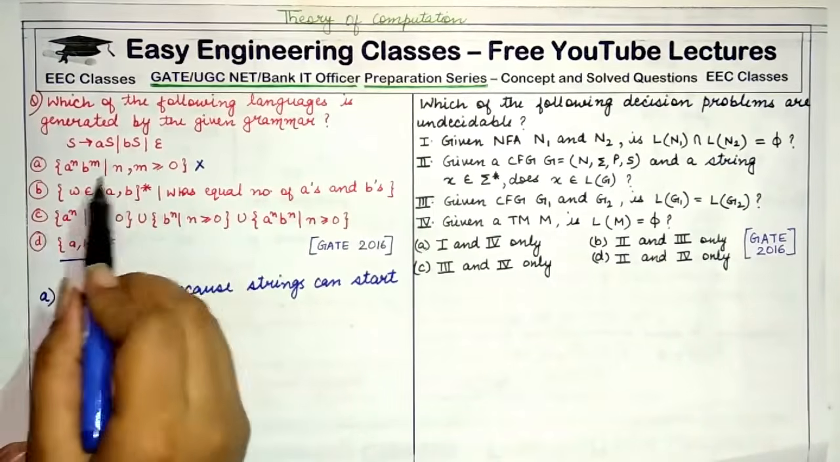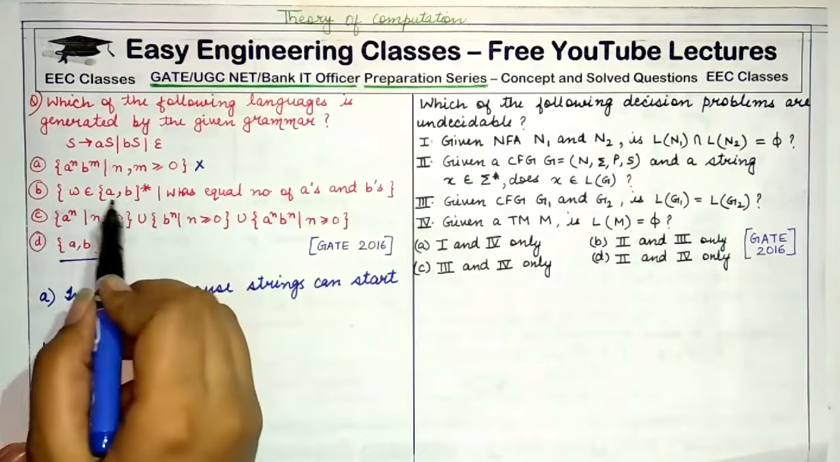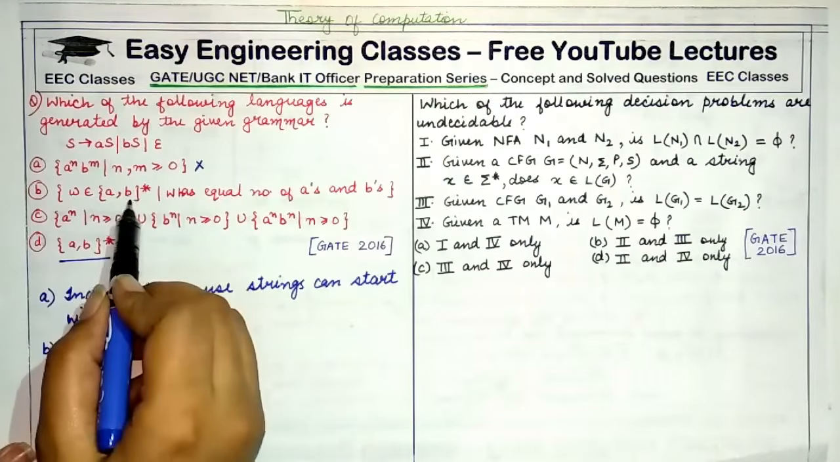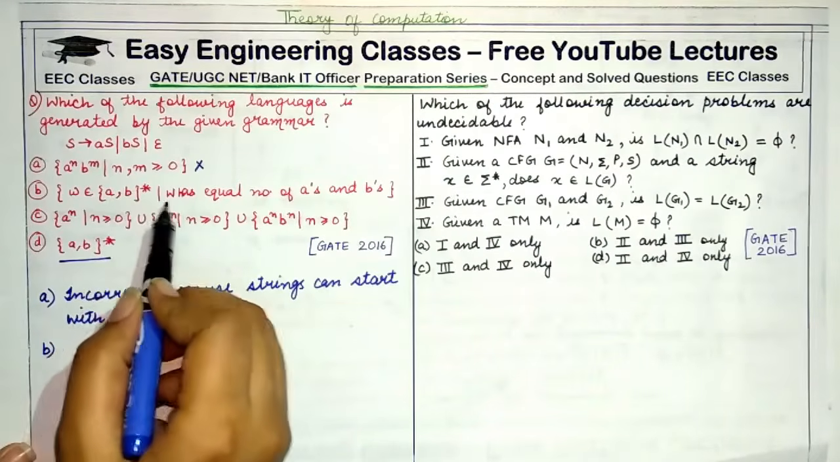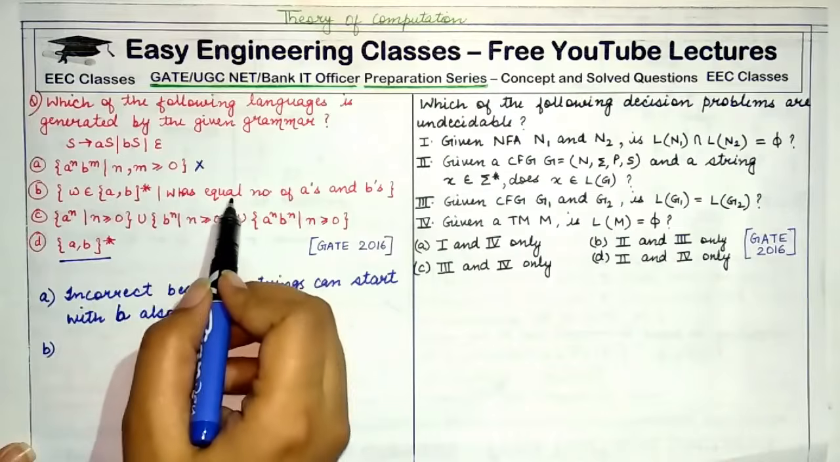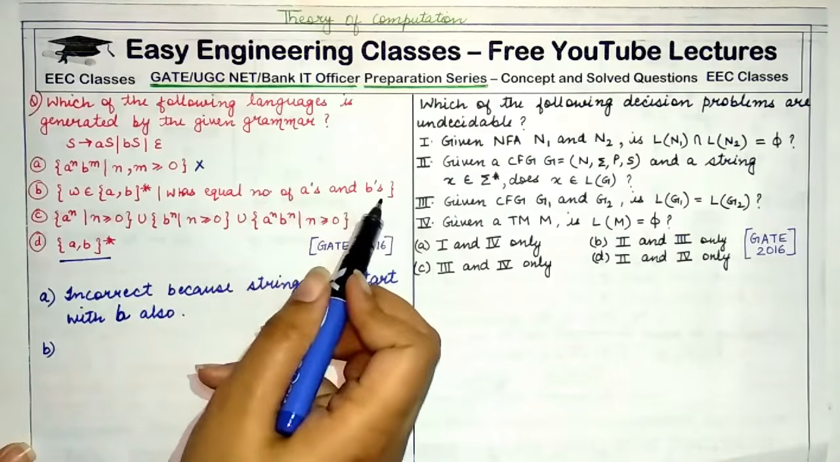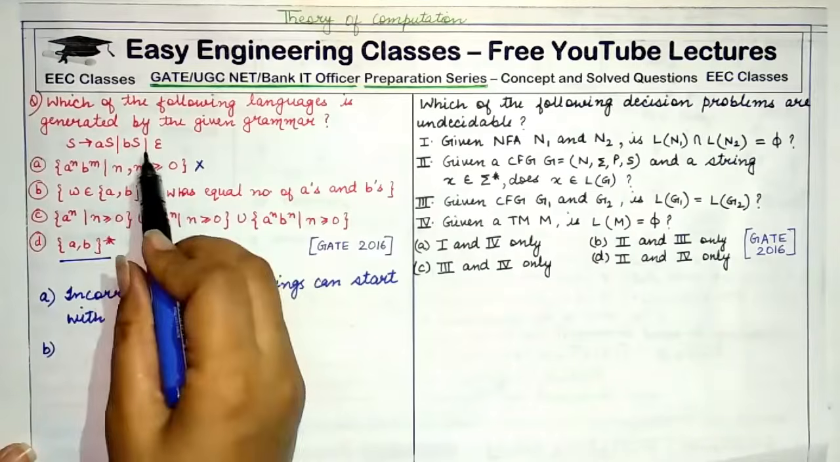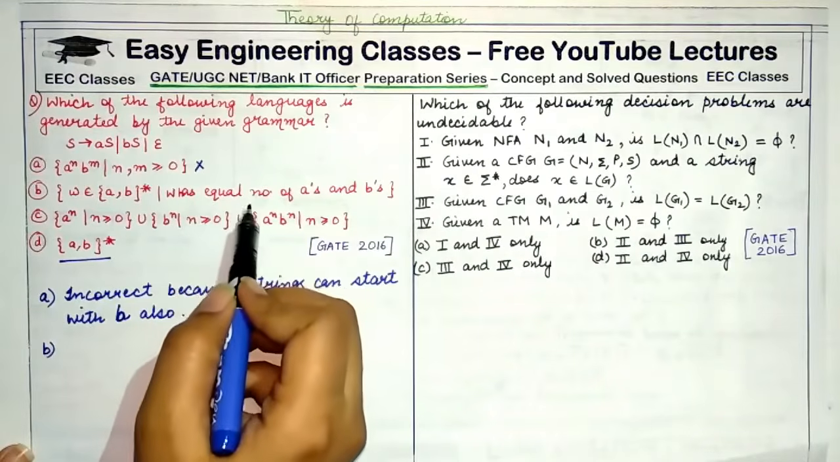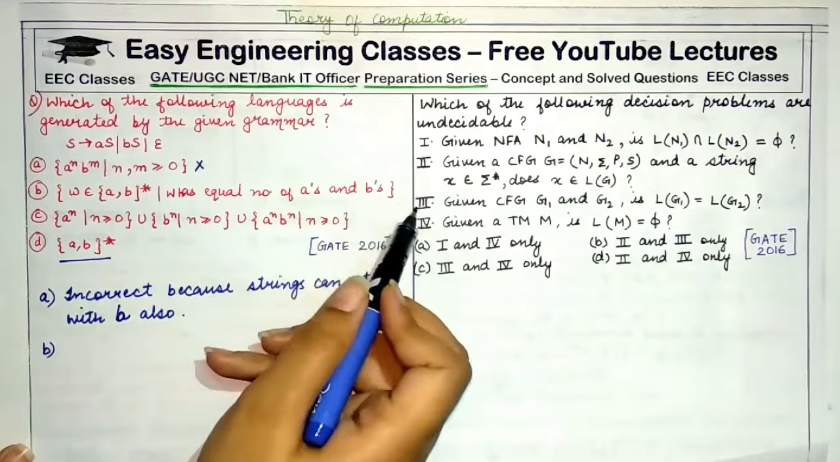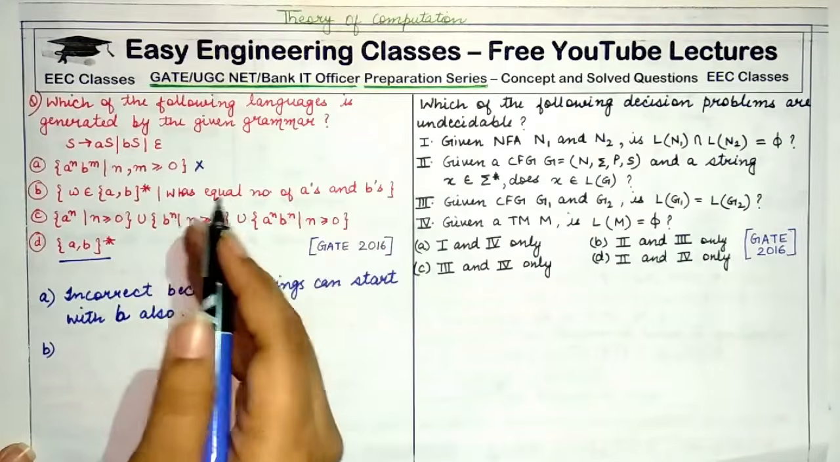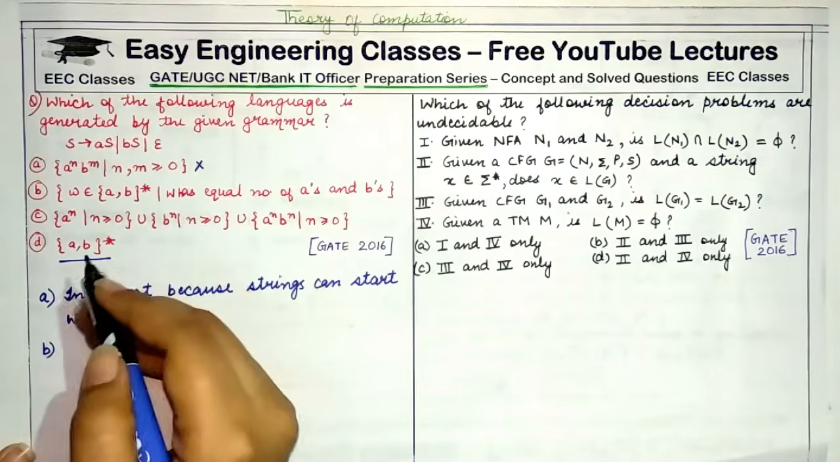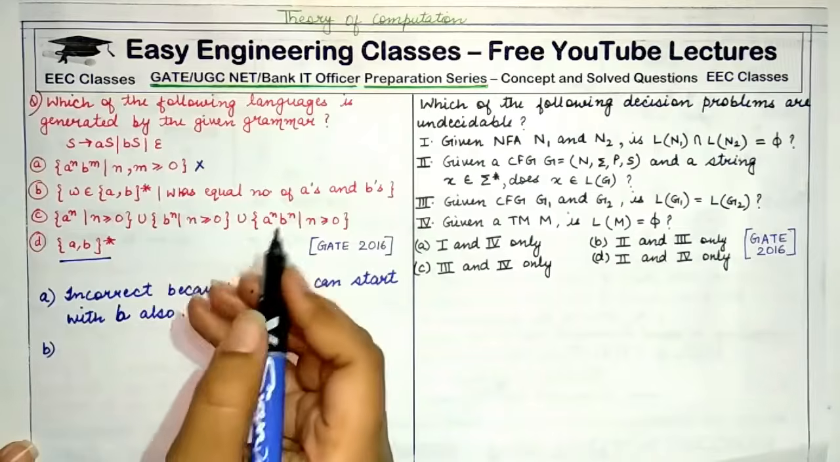Option B states that the language generated would contain all the strings over {A, B} such that W has an equal number of A's and B's. But this is not completely correct. The language may generate strings that contain an equal number of A's and B's, but it would also generate some strings that have an unequal number of A's and B's. And how would that be possible?